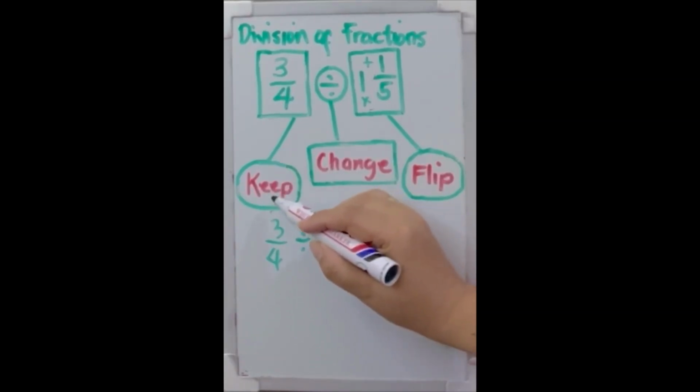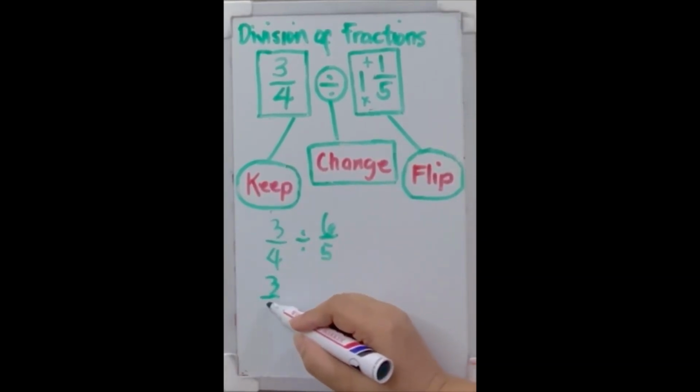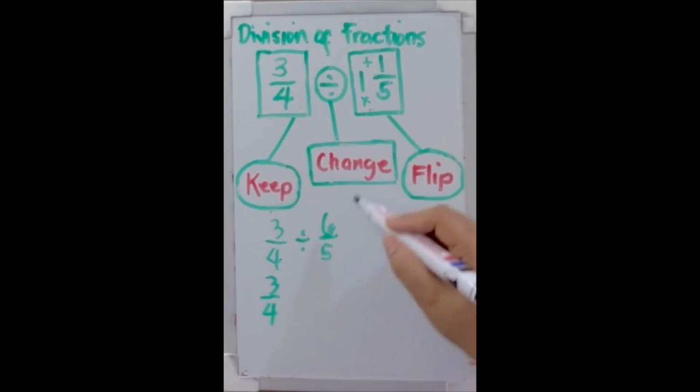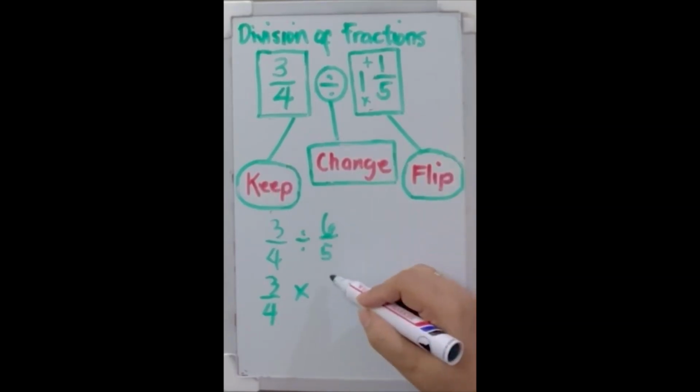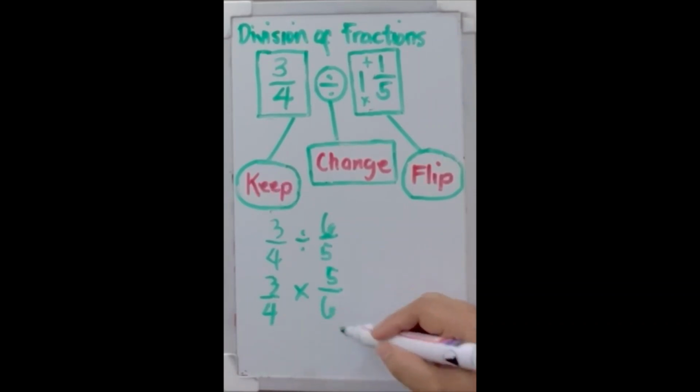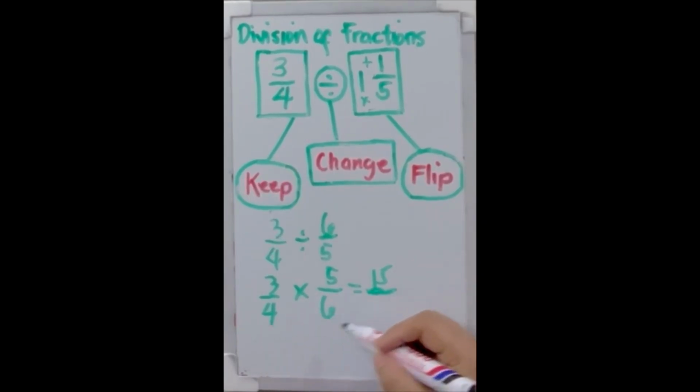Now we can make use of the keep, change, and flip. So we will keep the first fraction as is, so 3/4. We will change the division symbol to multiplication. Then we will flip the second fraction. So 6/5 becomes 5/6. Now we can do the multiplication of fractions. So 3 times 5 is 15 divided by 4 times 6 is 24.